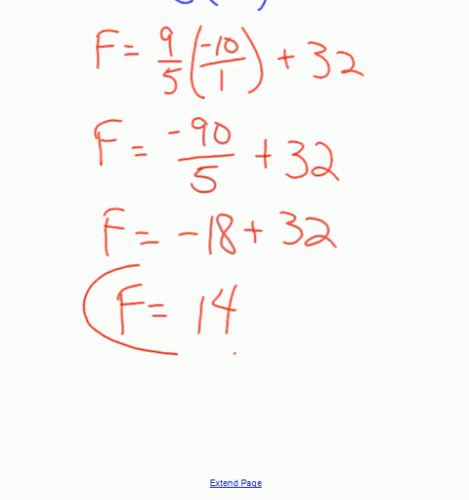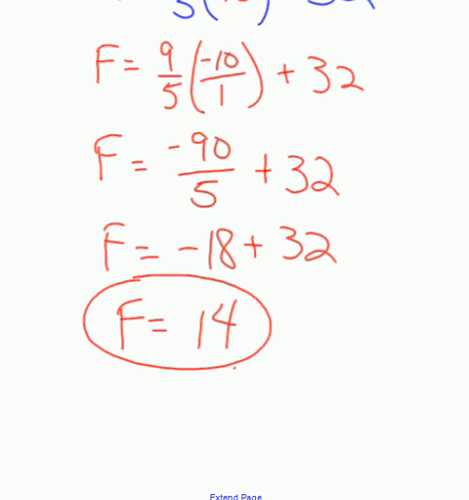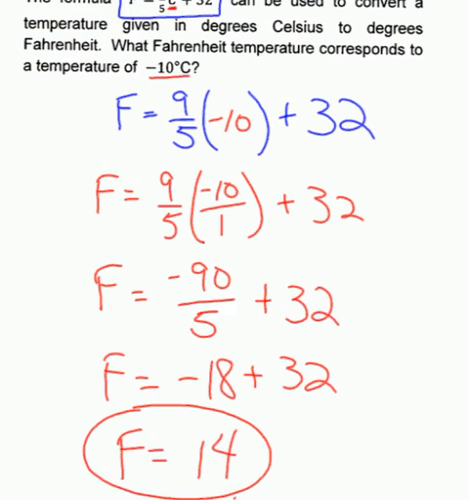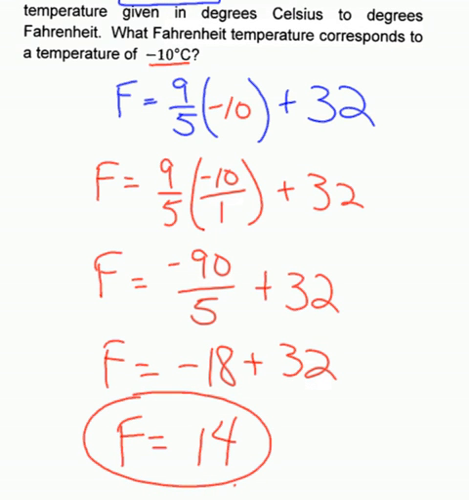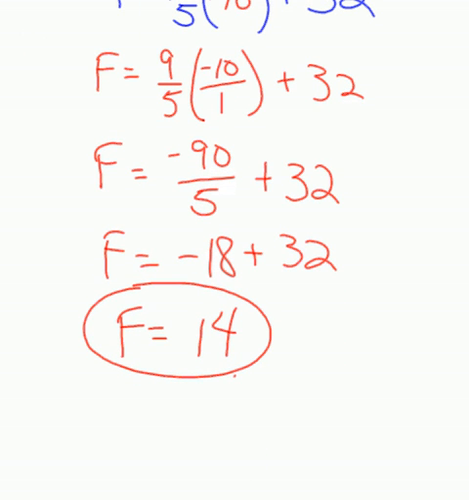So that's my answer. And of course, if I were doing this on a test, I would write that in a sentence that says what Fahrenheit temperature corresponds to a temperature of -10 degrees Celsius. A Fahrenheit temperature of 14 corresponds to a Celsius temperature of -10.